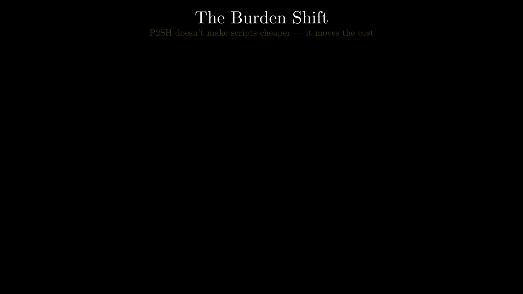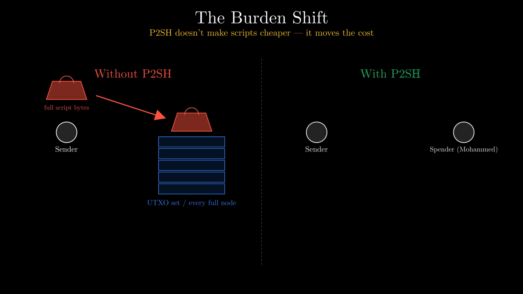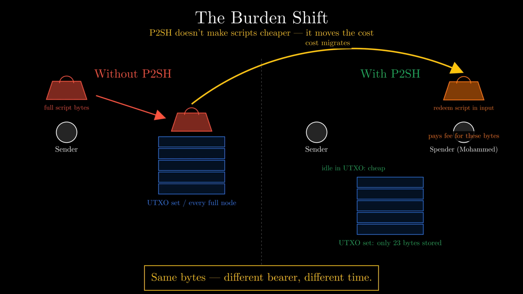Here's the burden shift and the common misconception. P2SH does not make complex transactions cheaper overall. The script's bytes still exist. They just move. Before P2SH, the customer paid for the bloated output, and every node stored it. With P2SH, the customer pays for a tiny 23-byte output. When Mohammed spends, his transaction carries the full redeem script in the input, and he pays the fee for those bytes. The script only burdens the chain at the moment of spending, not while sitting idle. Storage cost shifts from the sender to the recipient, who knew the script all along.